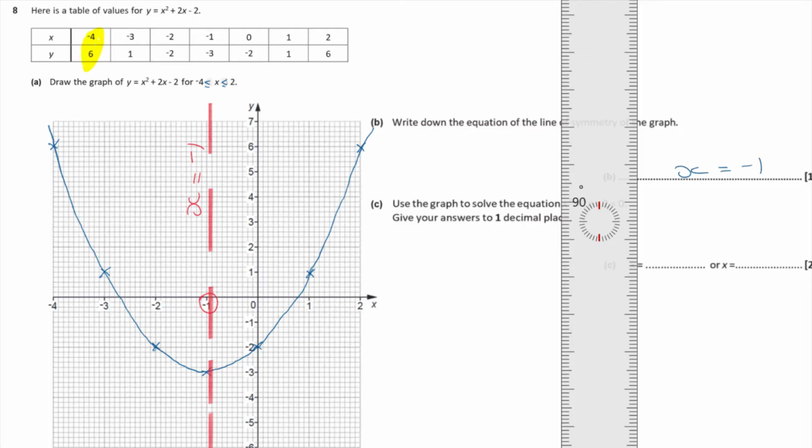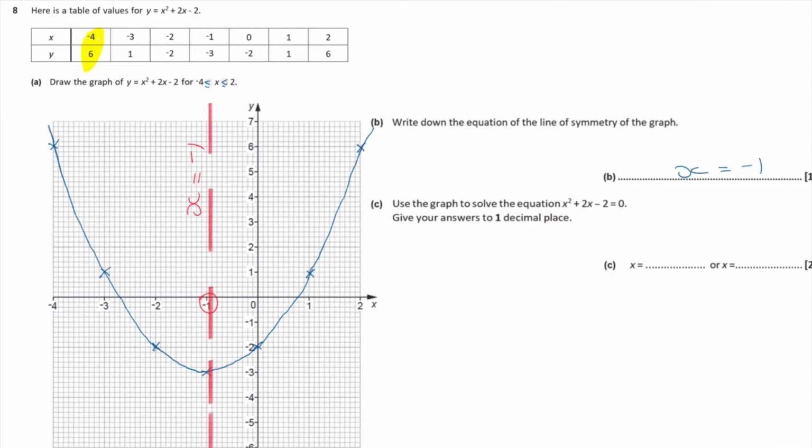x equals minus 1. Use your graph to solve the equation x squared plus 2x minus 2 is equal to 0. Now remember, we drew y is equal to x squared plus 2x minus 2. So basically what we're trying to do is find the point of intersection between that and the line y is equal to 0. In other words, y equals 0 is the x-axis. So we're looking for the points where the graph passes through the x-axis.